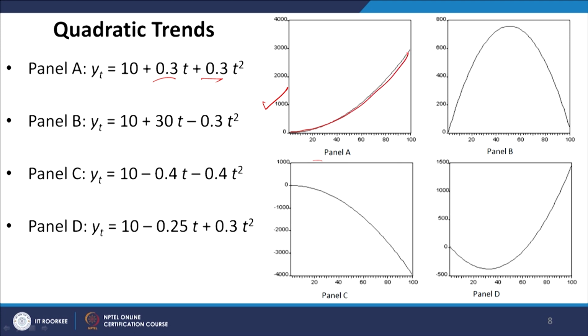So, we have a monotonically increasing quadratic trend. In panel B, we have one positive, one negative coefficient. So, this is panel B, an inverted U-shaped trend. Panel C has both negative coefficients, and that is how we have a monotonically decreasing trend. And finally, when we have a negative coefficient for t and a positive coefficient for the quadratic term t square, then we have a U-shaped time trend.